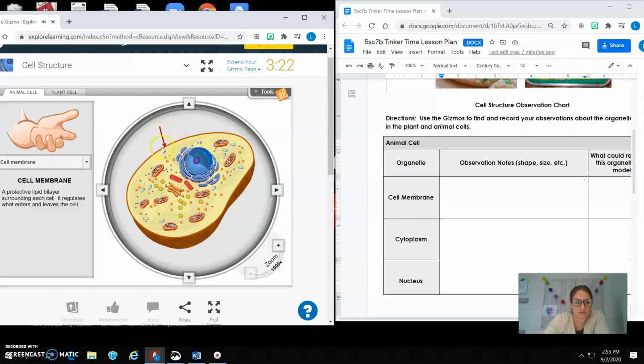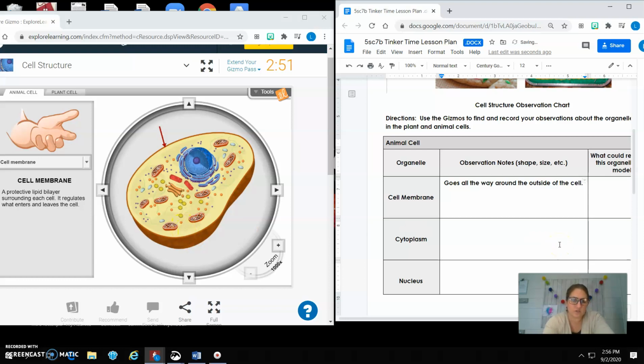I can see it's pointing to the cell membrane, and it says that it's a protective lipid bilayer surrounding the cell. So I'm going to just look and see what it looks like. Well, I see that it goes all the way around the outside of the cell. Now it looks brown here, but that's not the real color. They just used that color so we can see the difference between the other parts of the cell.